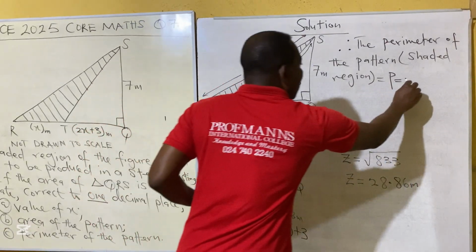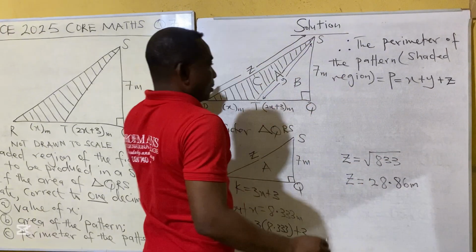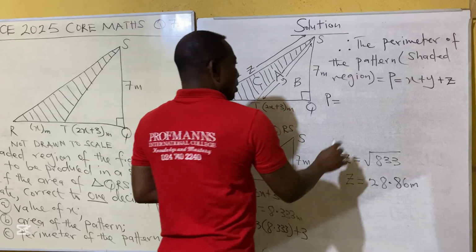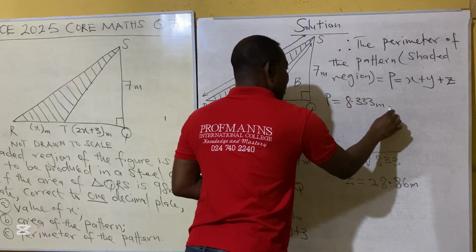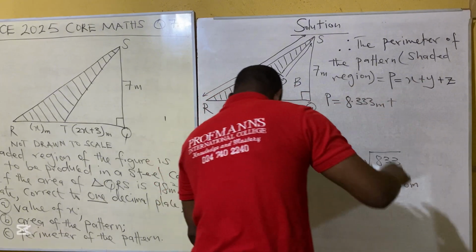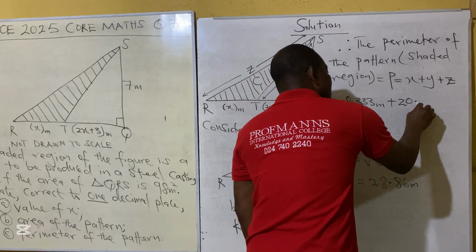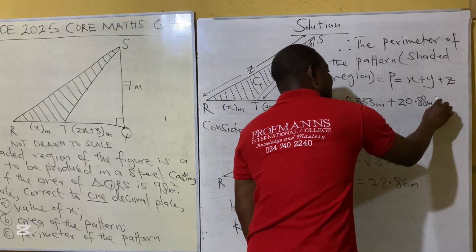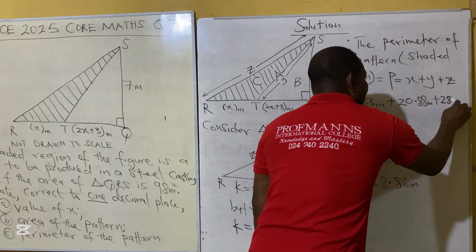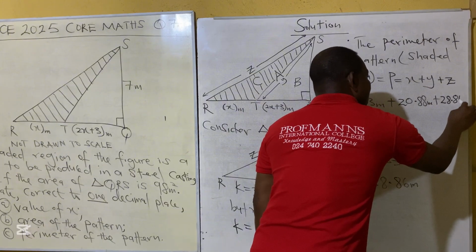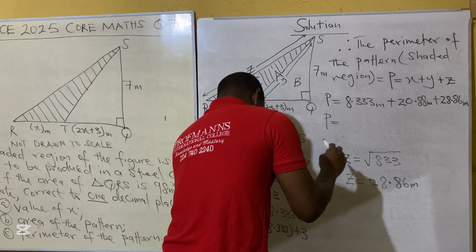Therefore, the perimeter of the pattern, that is the shaded region, is P equal to x plus y plus z. So P is equal to the value of x, 8.333 meters, plus the value of y, 20.88 meters, plus the value of z, which we calculated to be 28.86 meters. When we add, it gives us 58.073 meters.